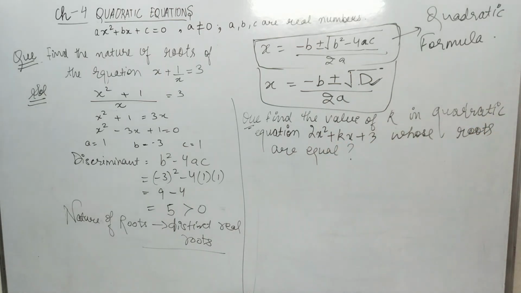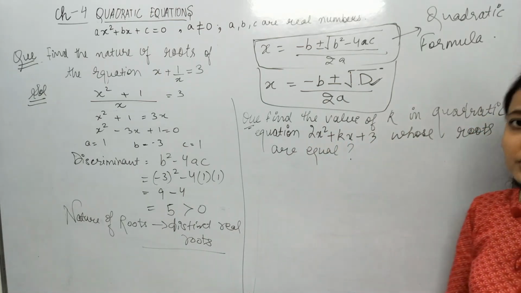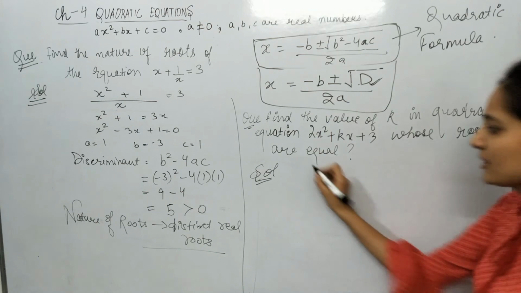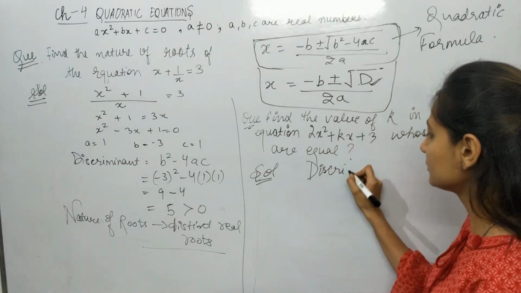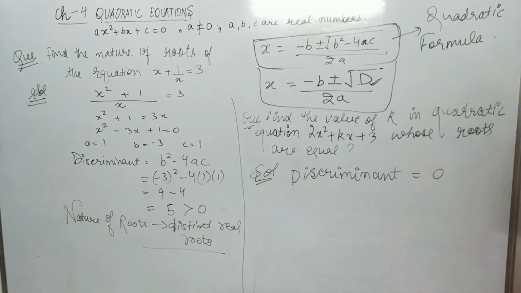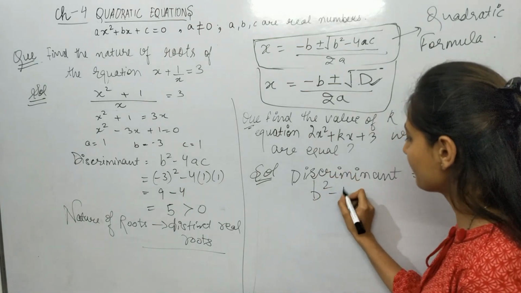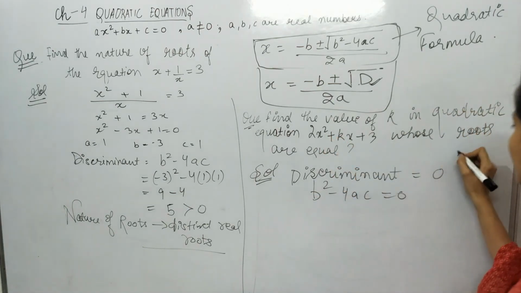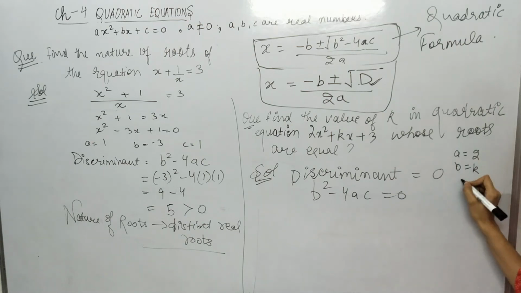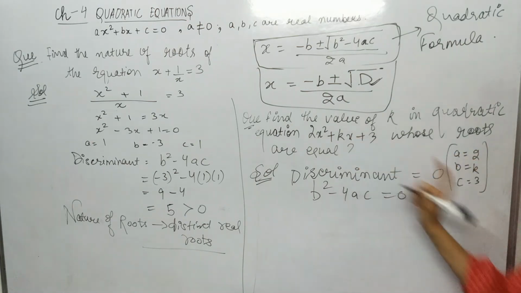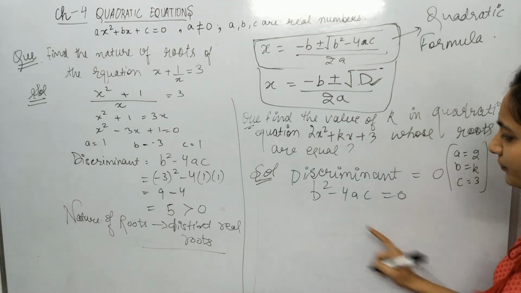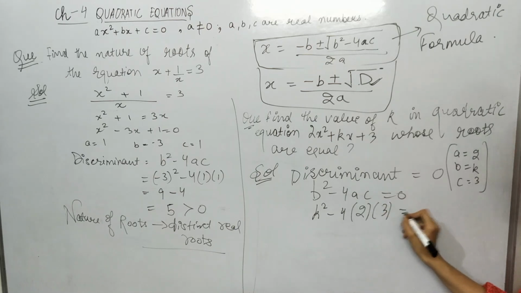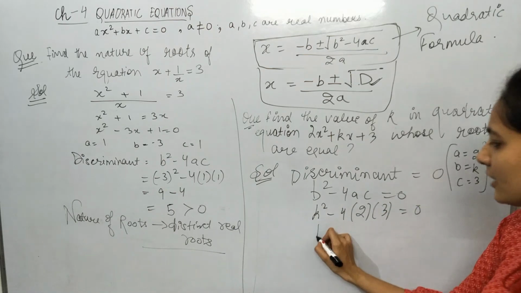The question is given: find the value of k in this quadratic equation. In this quadratic equation we have to find the value of k whose roots are equal. You know what was our condition for equal roots? Discriminant is equal to 0. So for equal roots, discriminant b square minus 4ac is equal to 0. And in this equation, your a is equal to 2, your b is equal to k, and your c is equal to 3. Comparing with the general form, b square becomes k square minus 4, your a is 2 and c is 3. You will get this, and from here you can find the value of k.